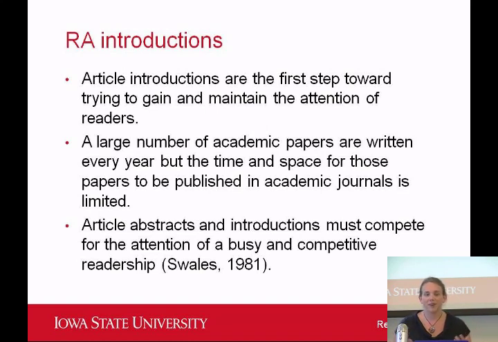Hundreds, thousands, probably tens of thousands of articles are written and published every year. But the time for people to read, as well as the space for publication, is limited. So you need to find a way to both get your idea accepted by journals and then get readers of those journals to actually read the entirety of your paper. And as Swales, Hammond and Bennett argue, abstracts and introductions have to compete with each other. We only have so much time to read, so most of us skim briefly, and we skim abstracts and introductions to try to decide if the article is worth reading entirely.